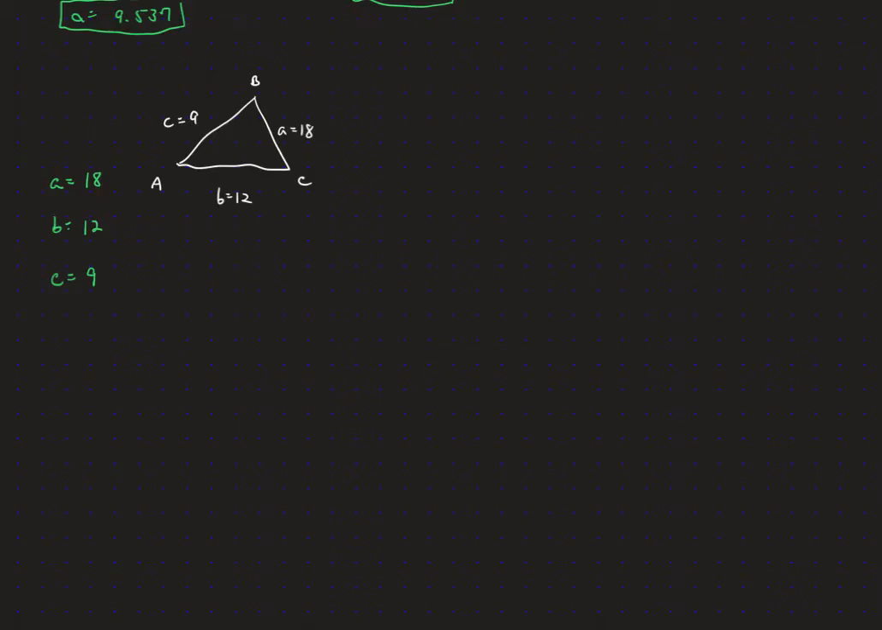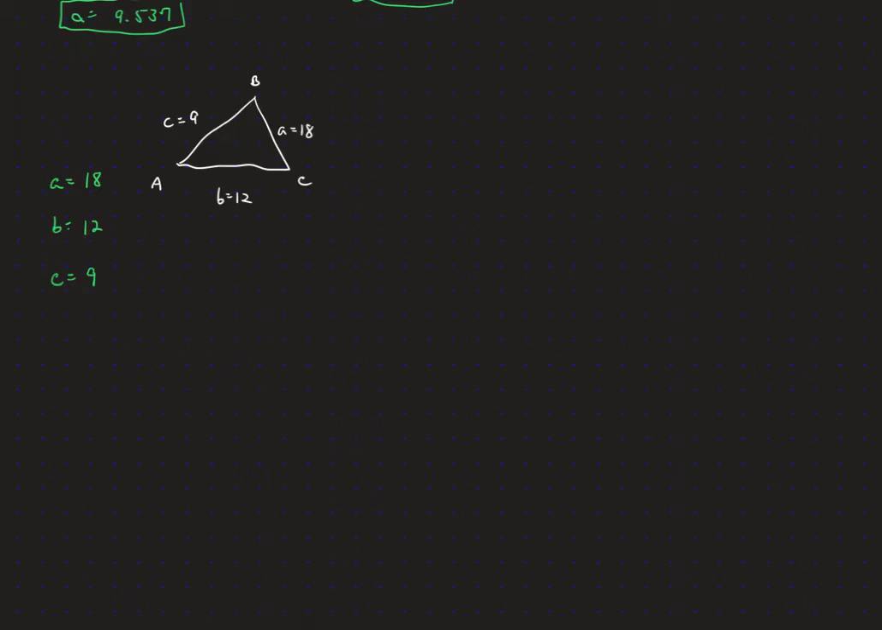Now, because of the information, side, side, side, we're going to have to use law of cosines to start with. We'll do law of cosines to get our first angle. Then once we know that one, we'll use law of sines to get the second angle. And then we'll subtract those two angles from 180 to get our third one. We do not want to find the biggest angle using law of sines. So I would suggest let's just find the biggest one first using law of cosines.